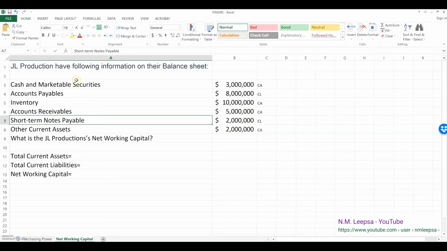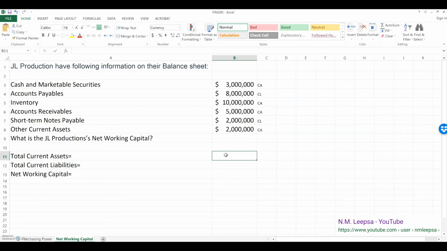Now, we have completed the first step, which is to identify the list of current assets and current liabilities. So let us now simply add those current assets to find the total current assets. First is cash and marketable securities, then inventory, accounts receivable, plus the other current assets. Press enter to get the value. So the total current assets is about $20 million.